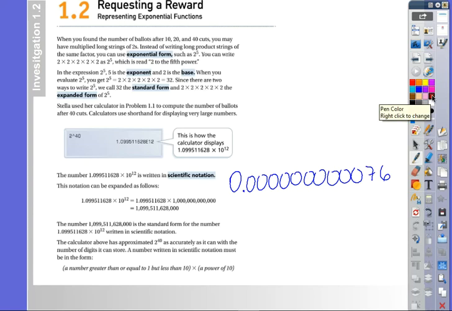So I'm going to set up my Mad Lib again. Blank dot blank times 10 to the blank. Are we talking about a big number or a number really close to 0? We're talking about a number that's really, really, really close to 0. So are we going to have a positive or a negative exponent? A negative exponent. Okay, so I'll just go ahead and put the negative here.